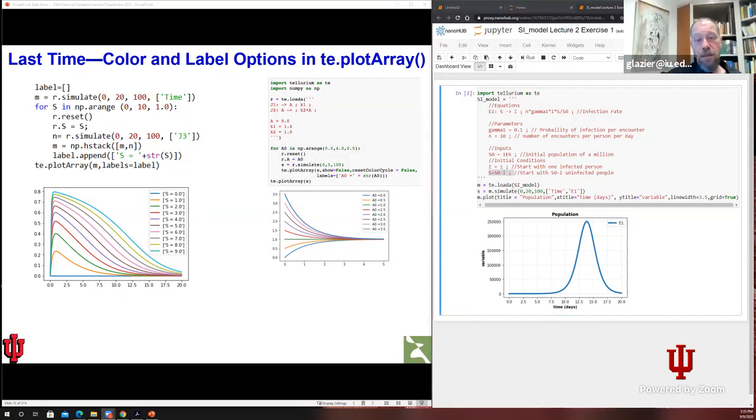So I hope that is helpful. Again, we'll do this again, but I wanted just to remind you of those couple of things. Plot array is a function for plotting matplotlib, NumPy arrays. It works almost the way we use the standard Tellurium plot.